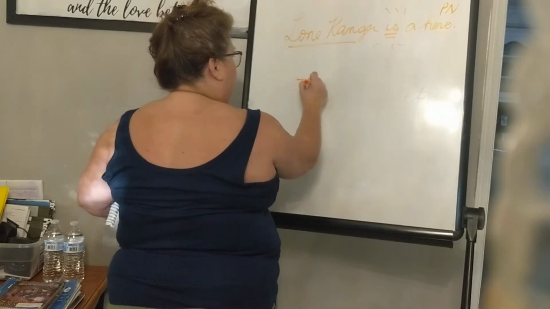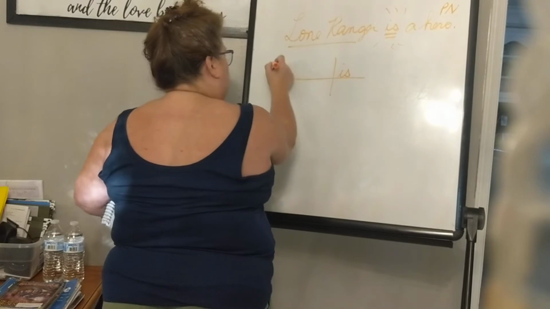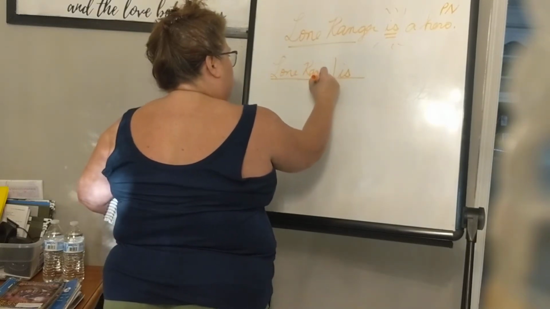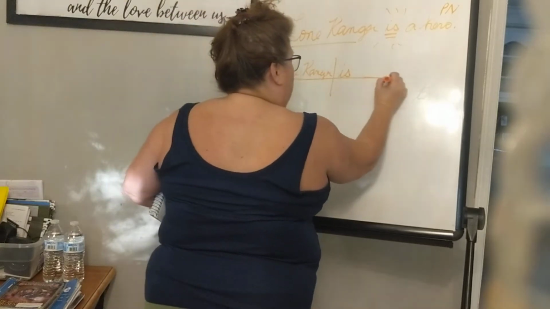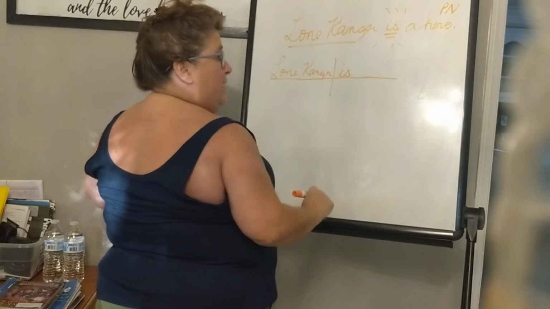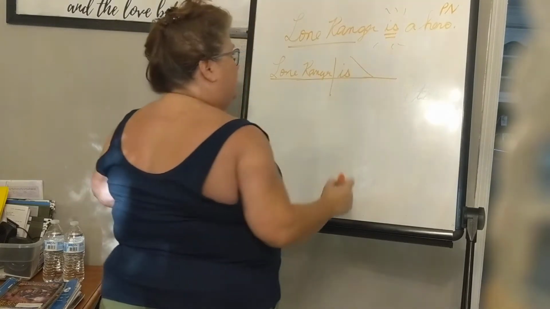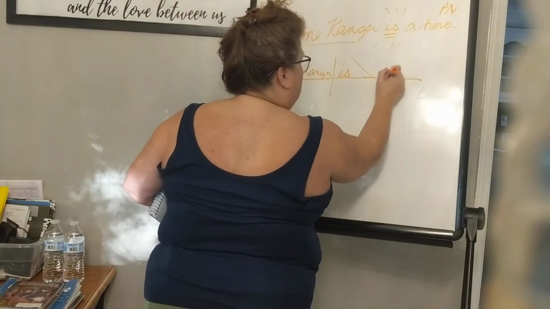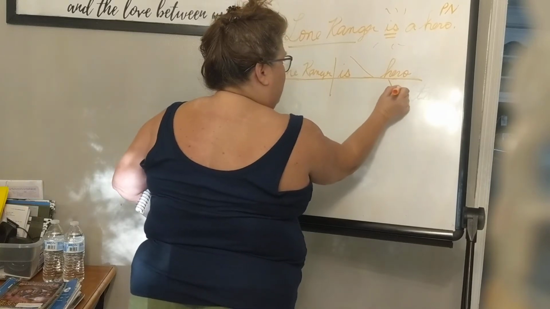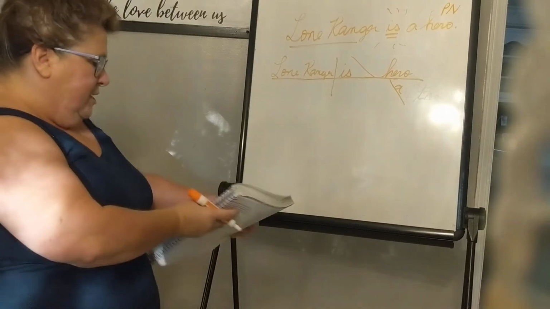When we diagram our predicate nominative, we have our verb is, we have our subject, Lone Ranger, and then we come on out. Now, after a direct object, our line is straight up and down, but for a predicate nominative, our line points back to the subject. It's a slanted line, and we write our predicate nominative hero and any adjectives that describe it under it. So that is how we diagram our predicate nominative.